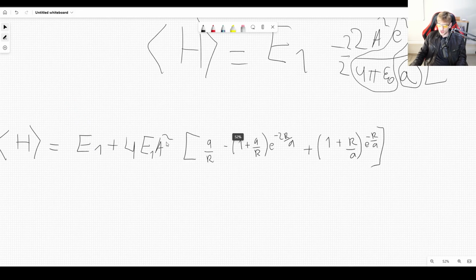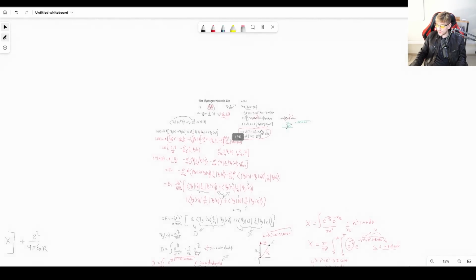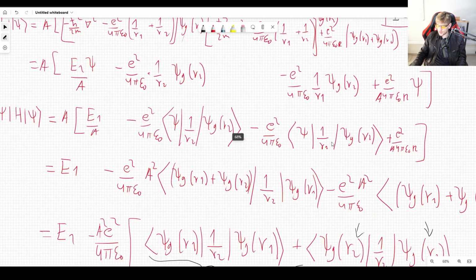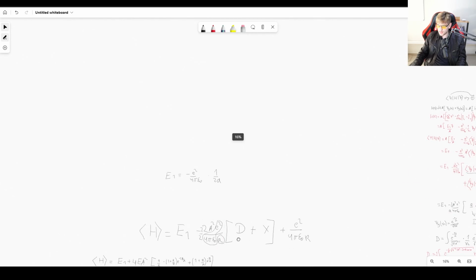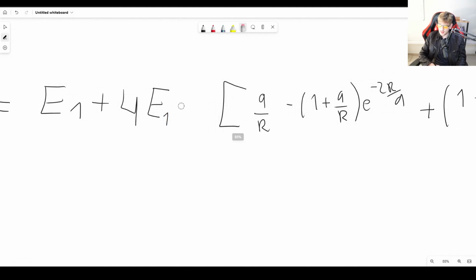Okay, but we also have A squared. Do you guys remember what A squared was? A squared is 1 over 2 plus 2i. So, okay, I'm completely lost here. So let's plug A squared in. That is 1 over 2 plus 2i. So 1 plus 2i. So we can simplify this a little bit. There we go.